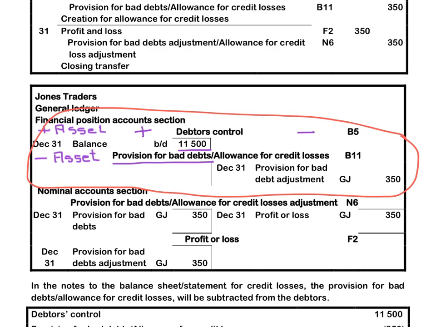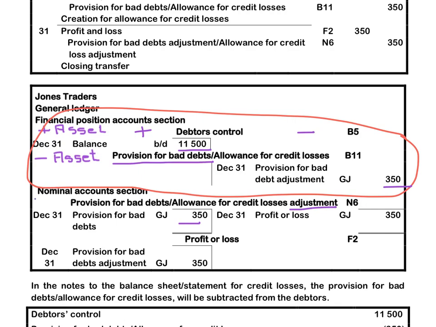When we record this in the balance sheet, we will subtract the provision from the debtors. So to reduce my debtors, I will credit provision for bad debts. Provision for bad debts must always have a credit balance because it's my negative asset. Because I credit the provision for bad debts, I will debit the provision for bad debts adjustment. The adjustment account is the nominal account.